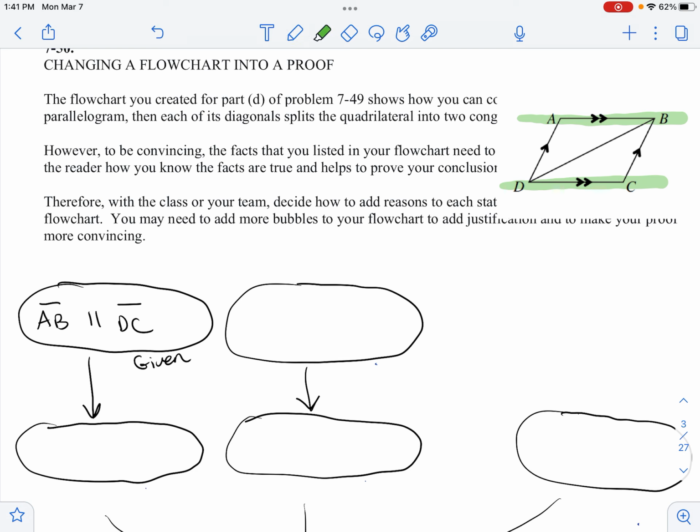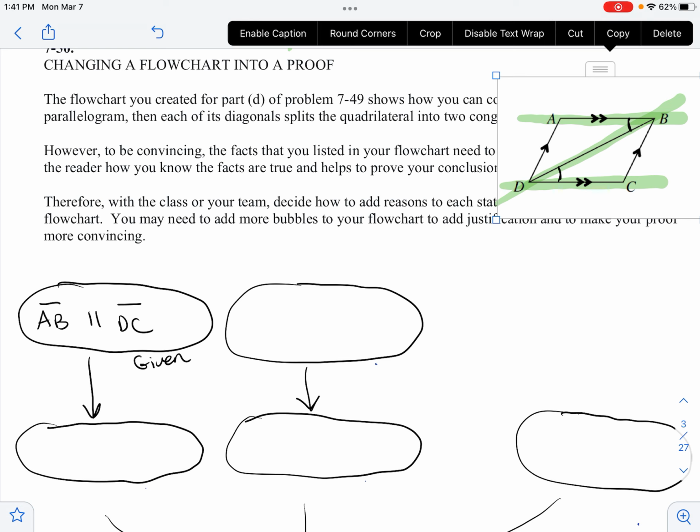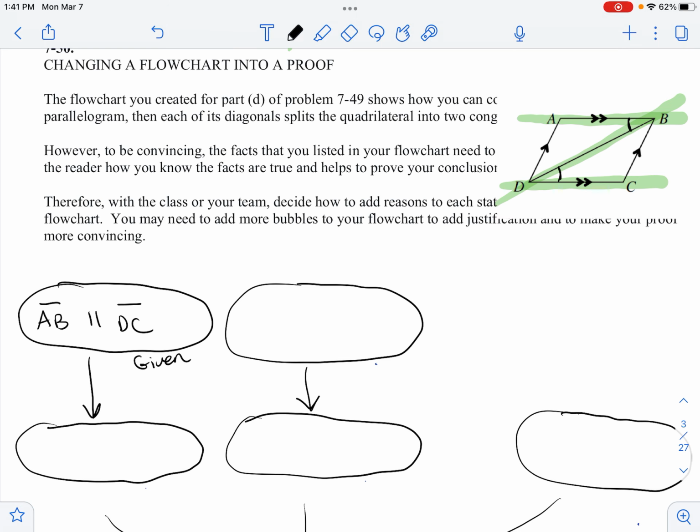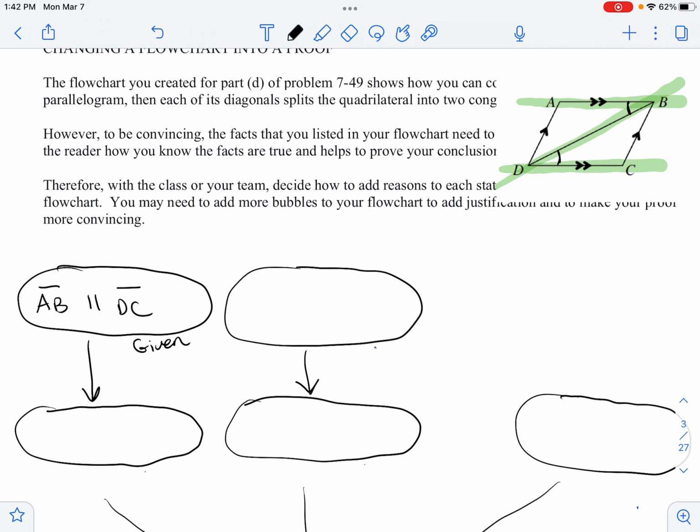Now, if those two green lines are parallel, what can we conclude? We can conclude that angle ABD is congruent to angle CDB because if the lines are parallel, then alternate interior angles are congruent. So in the next bubble, I'm going to write down the specific piece of information that I was able to conclude given the parallel lines. I can conclude that the specific angle ABD is congruent to angle CDB. And then how do I know that?